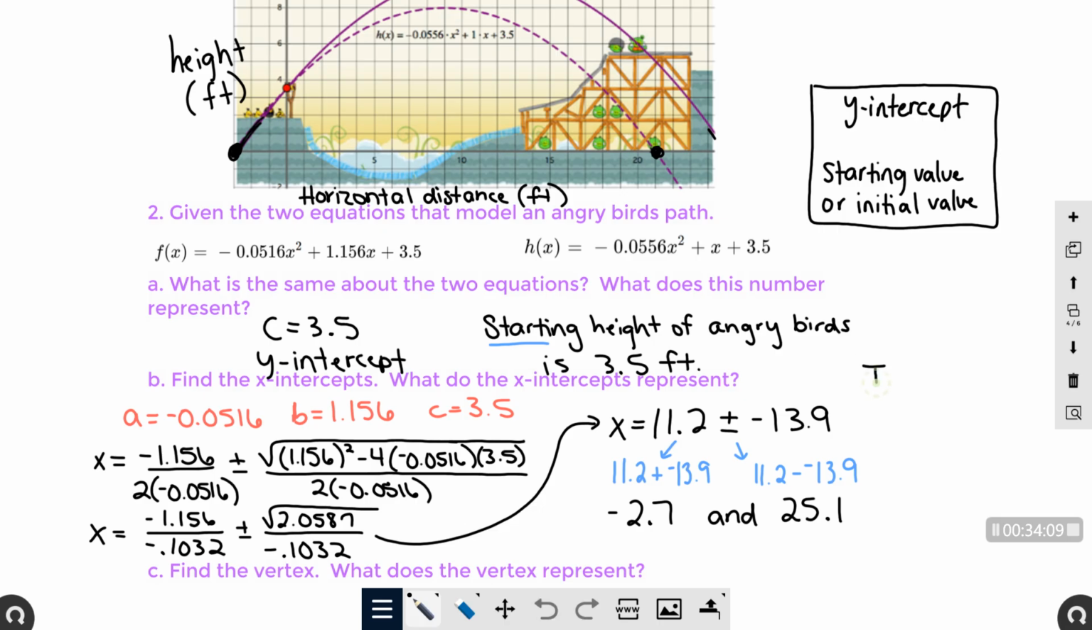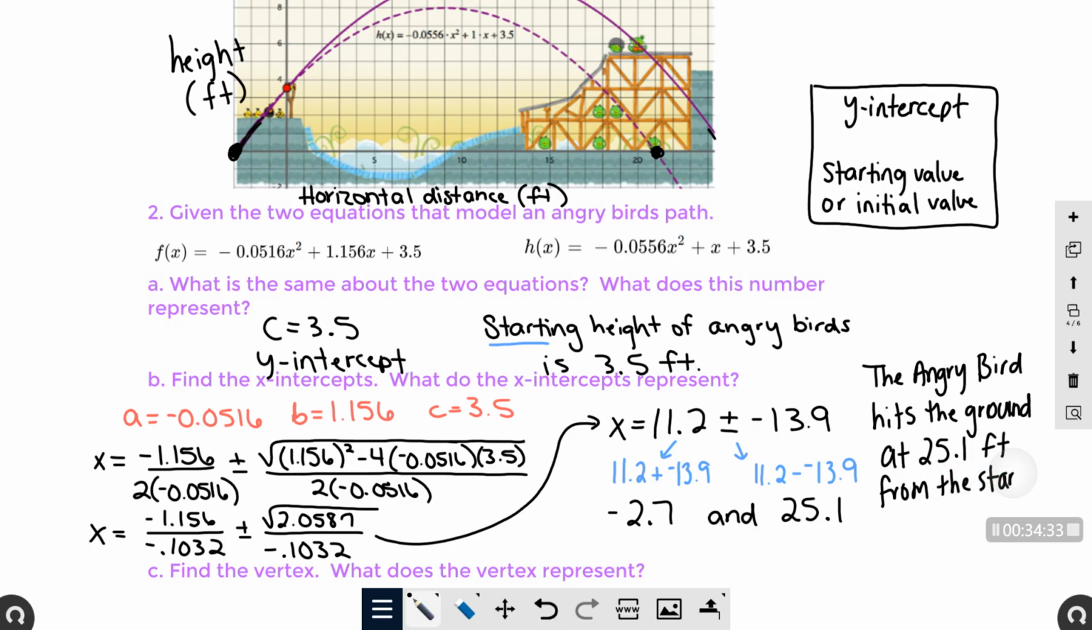The 25.1. So we could say the Angry Bird hits the ground at 25.1 feet from the starting point. Because the x value represented that horizontal distance, so make sure you know what x represents. A lot of times, x will represent time, though.